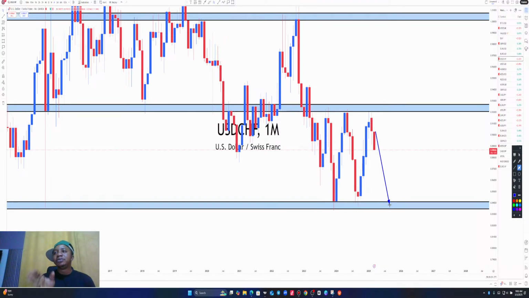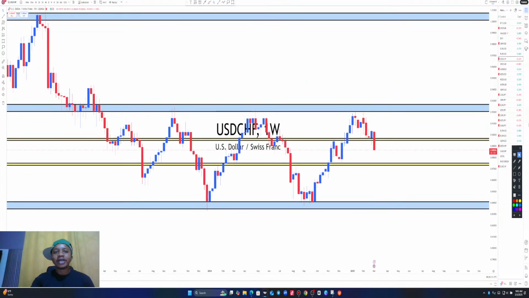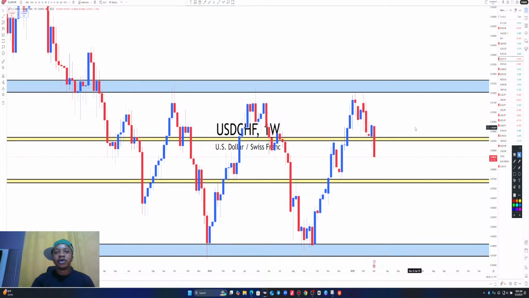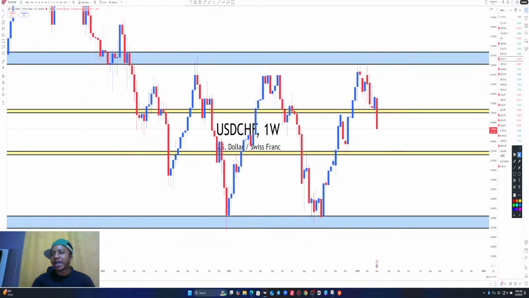But how are we going to be able to find a selling opportunity to sell together with price to the downside? Let's take it all the way to a weekly time frame to add more meaning to this analysis. All right, so this is the weekly time frame of USD CHF. Now on the weekly time frame, we have the weekly upper zone and the weekly lower zone as well.